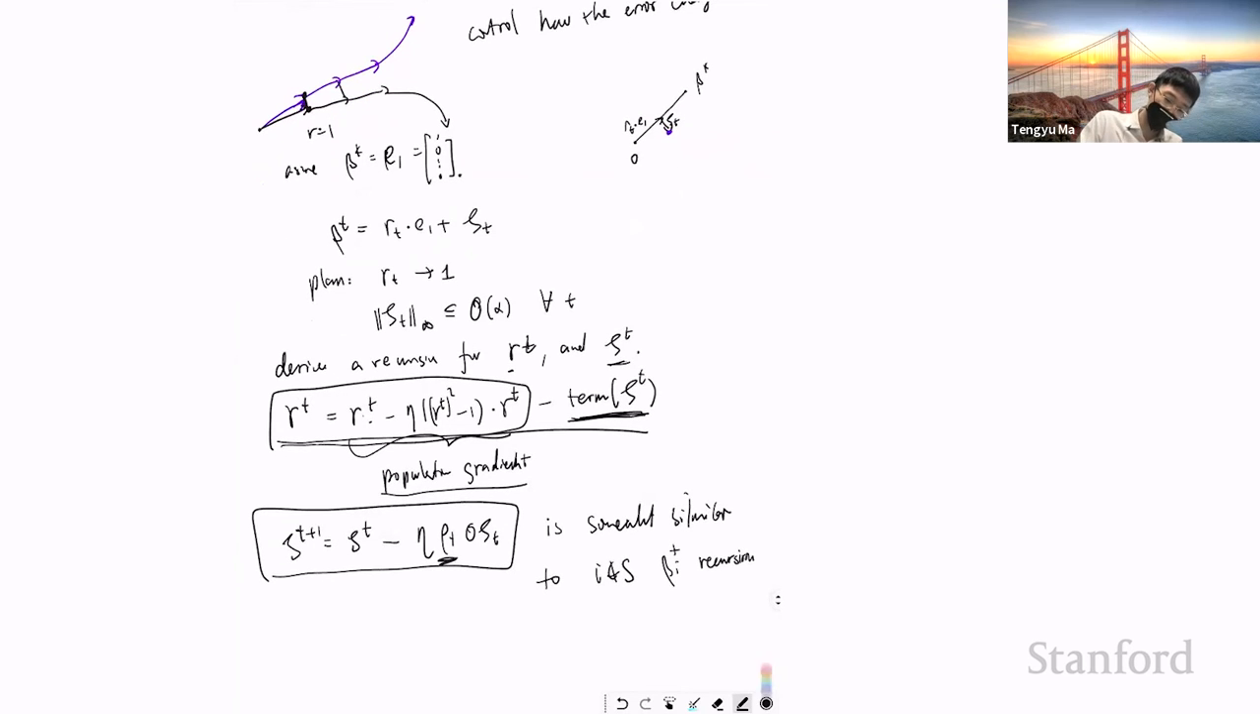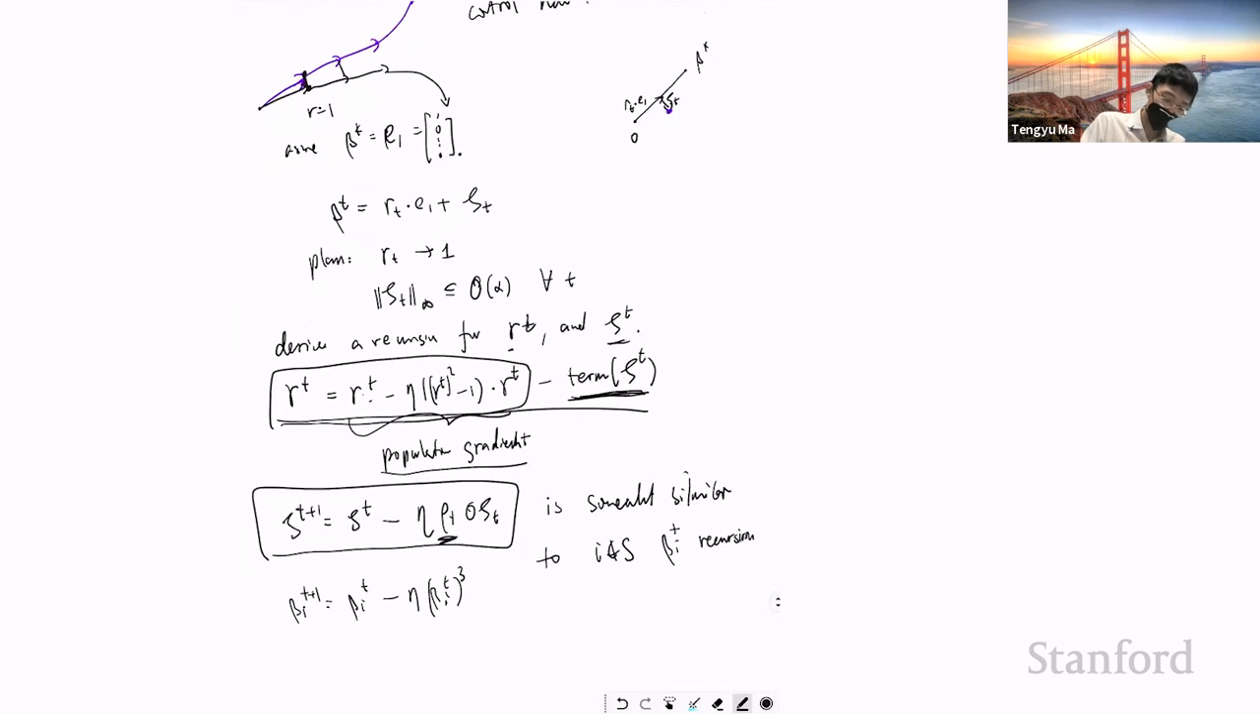What's the beta i t recursion? The beta i t recursion was something like beta i t plus 1 is equal to beta i t minus eta beta i t cubed. So I think, if you really look at the derivation, this is something like beta i t squared minus 0 times beta i t. So if you really match the terms, I think these two match and these two match, and something here also matches.